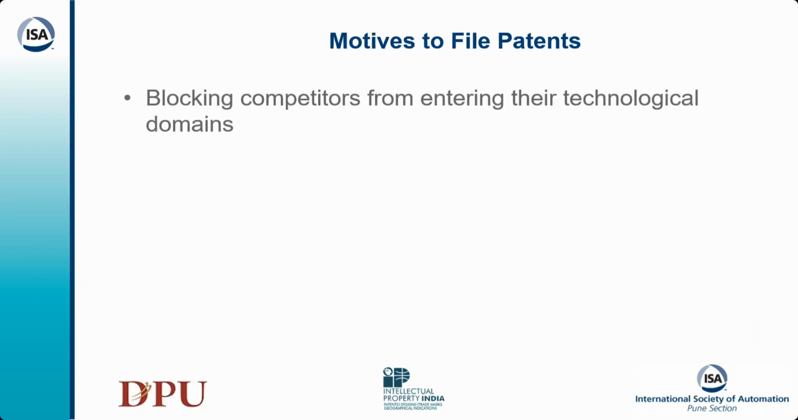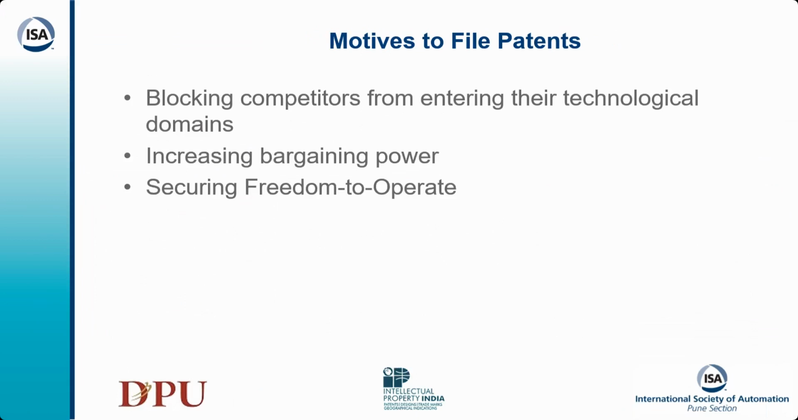Now, why file patents? Motives, basically. The first motive is blocking the competitors from entering your technological domain. Suppose you are manufacturing something, you can block your competitors by filing a patent on your design or on your idea. Increasing the bargaining power: once you have a patent in your hand, then you can increase the bargaining power. Next, you can secure the freedom to operate.